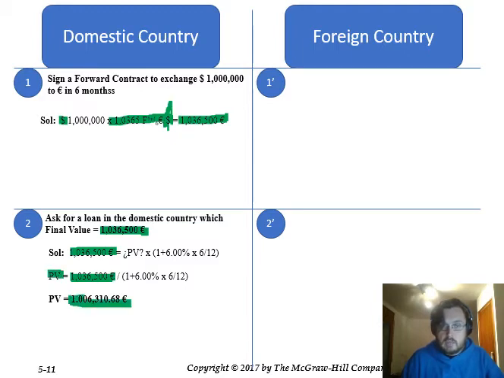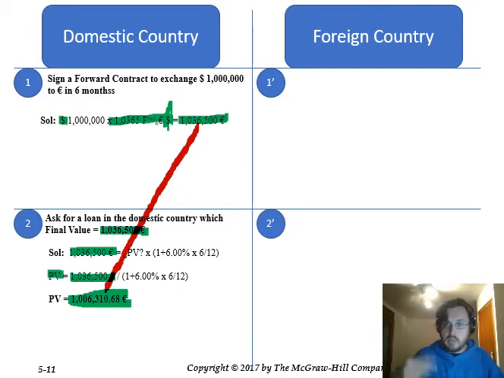This amount of money is what we can get today if we perform the operation in our country. You realize, of course, it's lower than the amount of money that we can get if we wait. That's our cost. We're going to see that later.